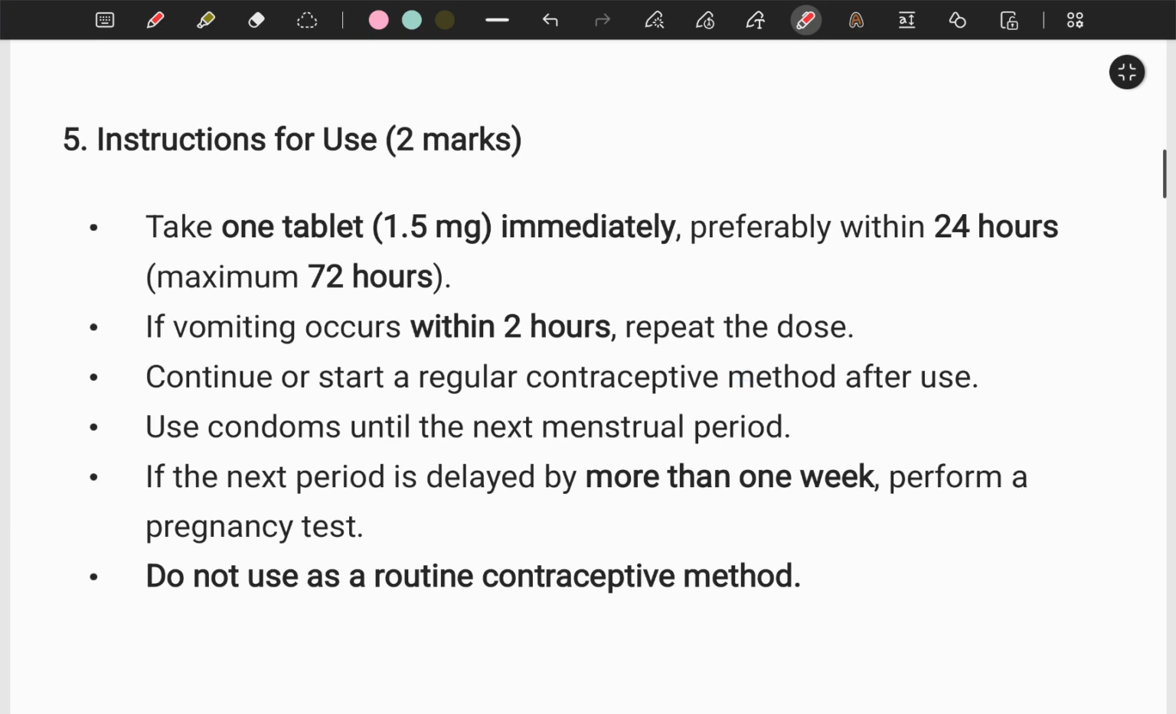Talking about the instructions, so what instructions are to be given? Take one tablet 1.5 mg immediately within 24 hours, not after 72 hours. If vomiting occurs within 2 hours, you have to repeat the dose. This is very important information you have to give. Continue or start a regular contraceptive method after use. Use condoms until the next menstrual period. If the next period is delayed by more than 1 week, perform a urine pregnancy test.